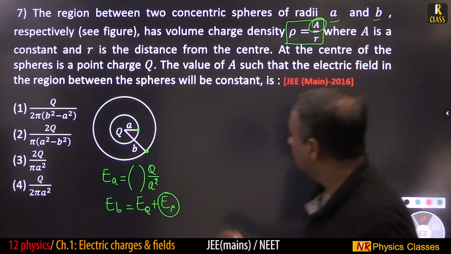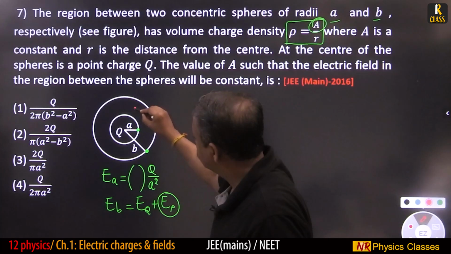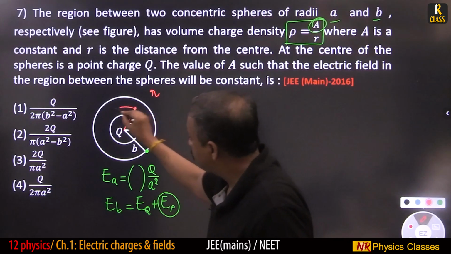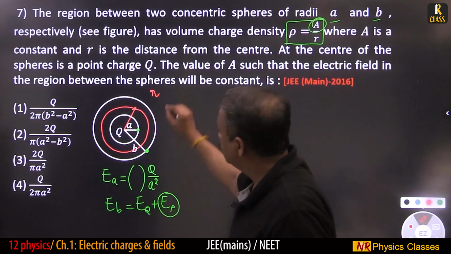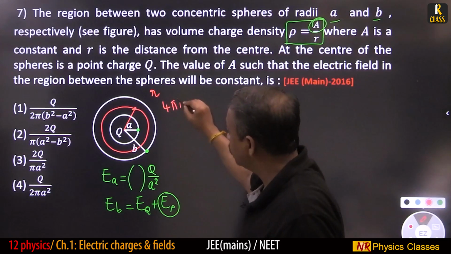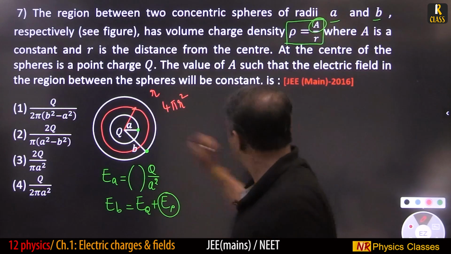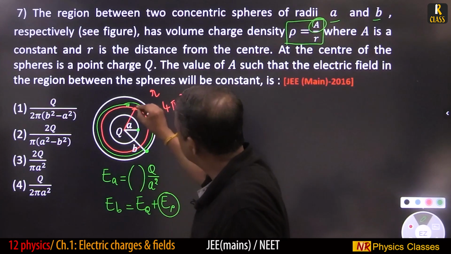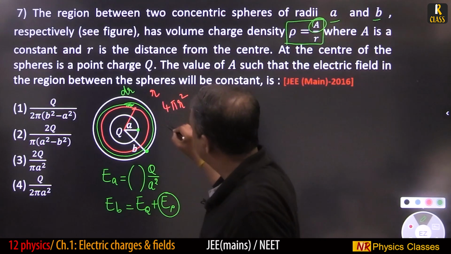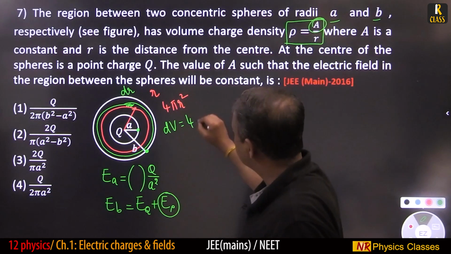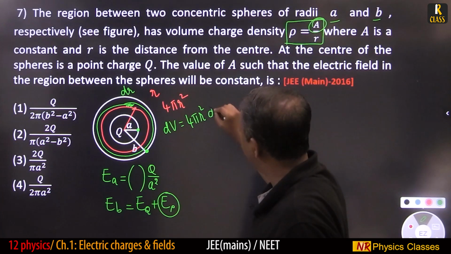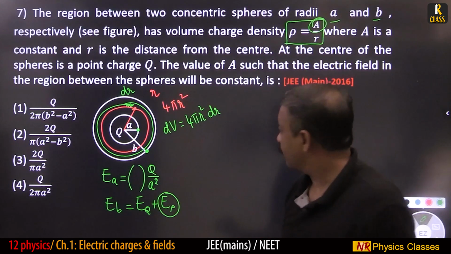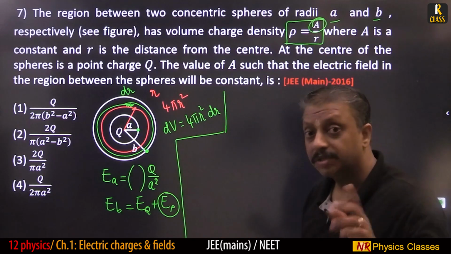As usual, consider a point at a distance r, keeping r as radius. Construct a sphere. Surface area of that sphere is 4 pi r square. After that, consider a small thickness dr. Therefore volume is 4 pi r square into dr. Now, since charge density is mentioned, you know how to solve from charge density.